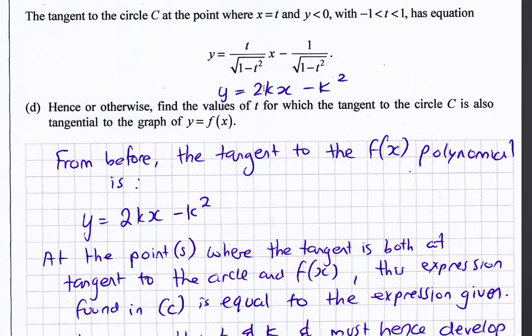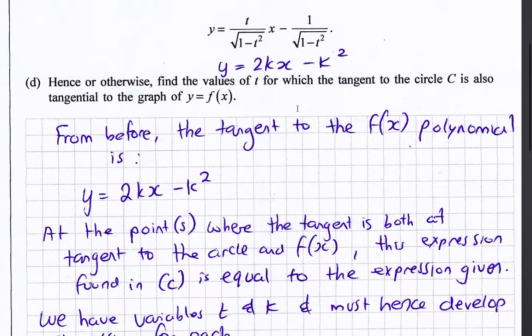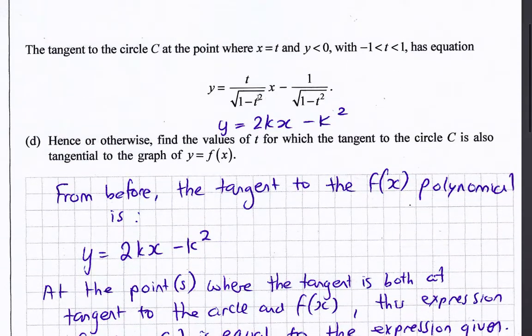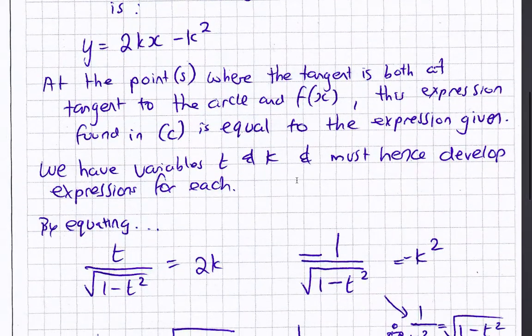So we've identified 2k as being equal to that, and negative k squared as being equal to that. And so we can start getting expressions for the variables t and k. Ultimately, what we want to find is t at a certain point. So we're going to have to work out what k is first, because we can't quite get rid of it at the moment.